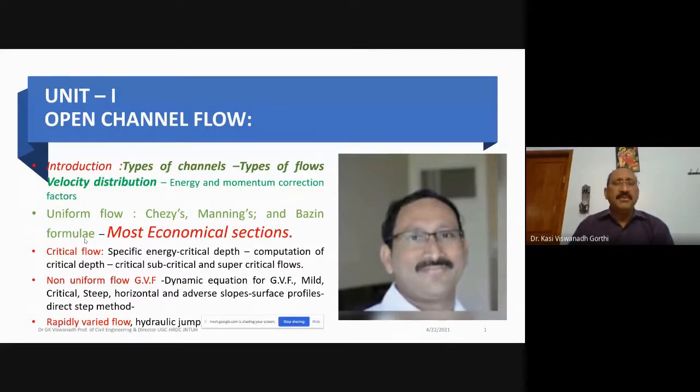In today's class, we will be concentrating on the topic of most economical sections. What is this section, first of all?